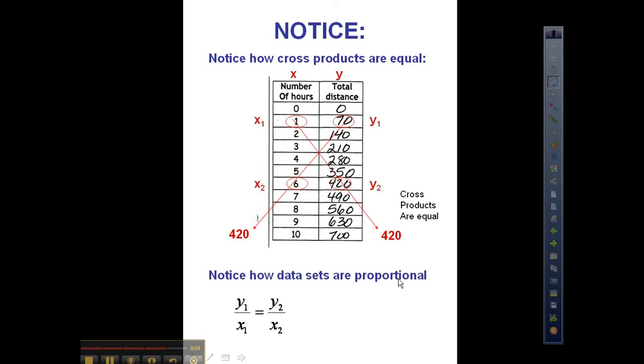And you guys, I've already pointed out how if you take this y and divide by this x, you get the same number as if you take this y and divide by that x. You can also see here that cross products are equal. Oh, that's weird. That's really weird.